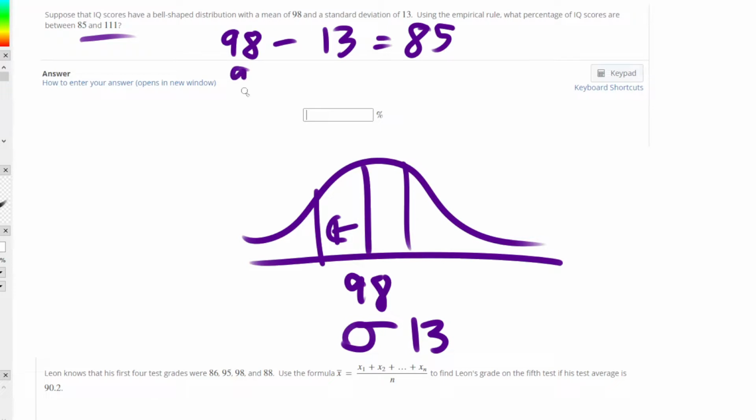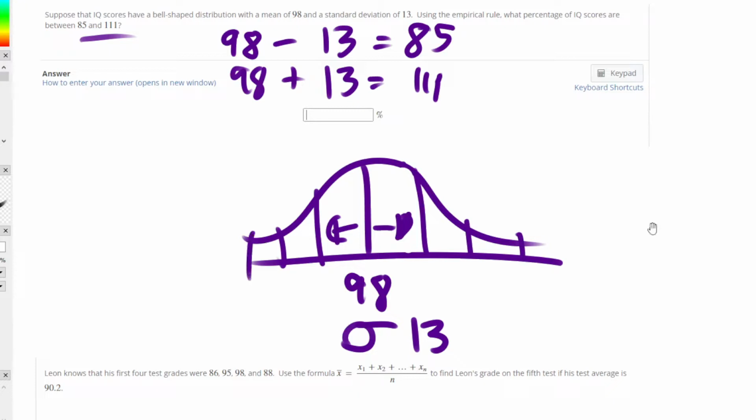And if you take 98 and add 13 to it, you should get, sorry, I don't remember which one was my mean, which line it was. But anyway, you get 111. So 111. So they're both 1 standard deviation away.